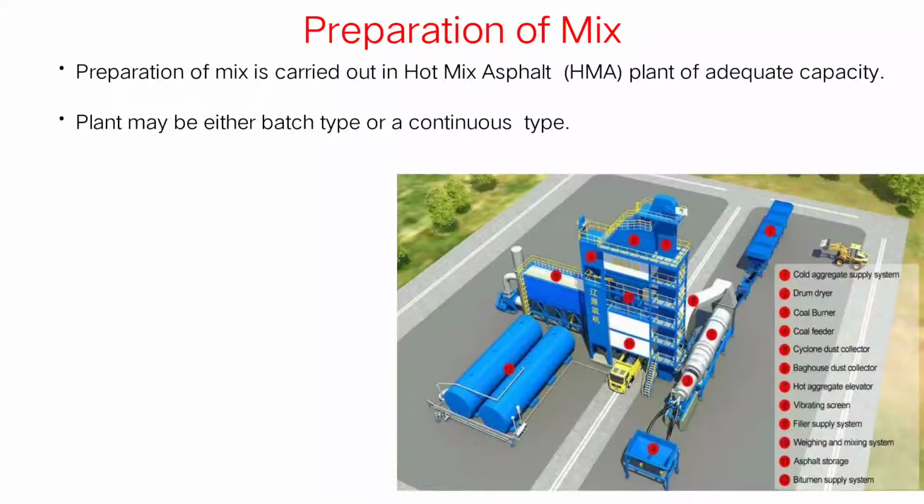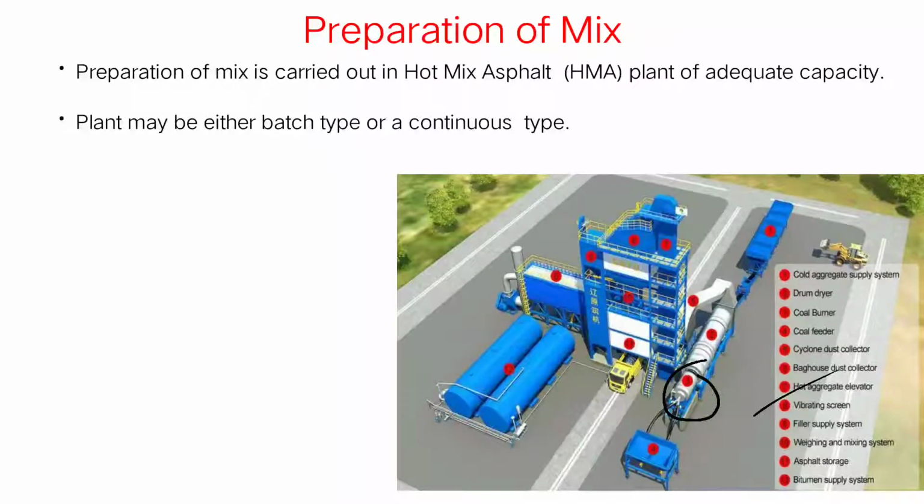So the next step is preparation of the mix. Preparation of the mix is carried out at a hot mix asphalt plant of adequate capacity. The figure is showing you the hot mix plants, and different parts are also named in the corner, denoted with a red color on the figure. These red color markings show the appropriate numbering. If you zoom in, you will be able to see it properly and clearly.